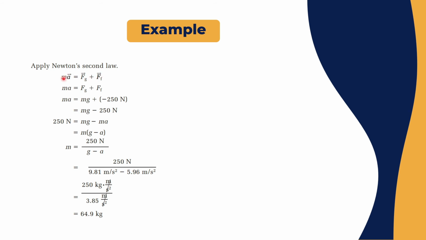F net can be represented as mass times acceleration. Then we have Fg as mass times gravitational acceleration, and we have F friction as minus 250 newtons because it's upward, and your convention is set to have plus be downwards. Replace everything as it should be. m would equal 250 over g minus a. We know g and we know a. Replace those values: 250 over 9.81 minus 5.96. Pay attention to the signs here. Then your final mass for the skydiver would be 64.9 kilograms.